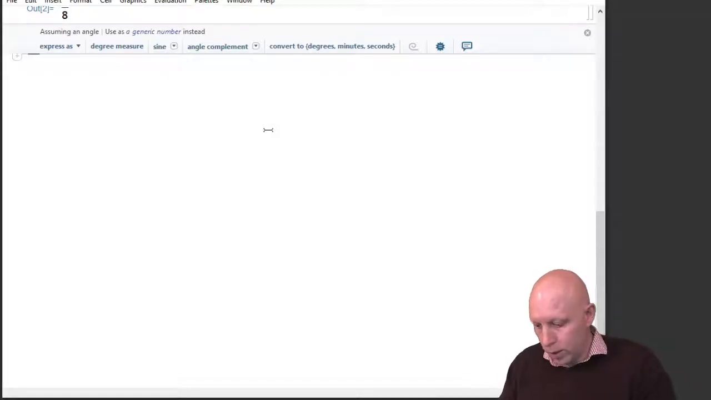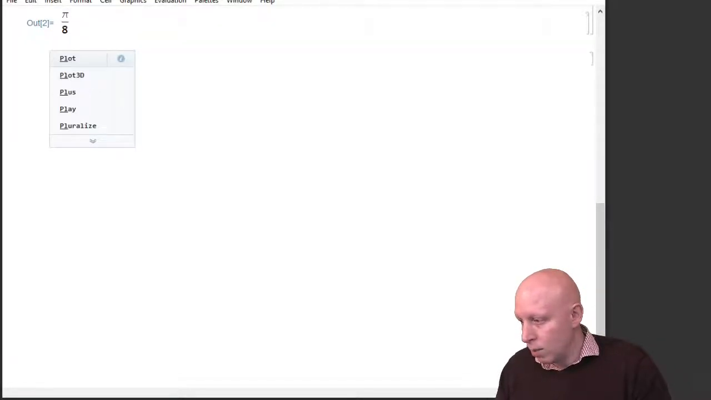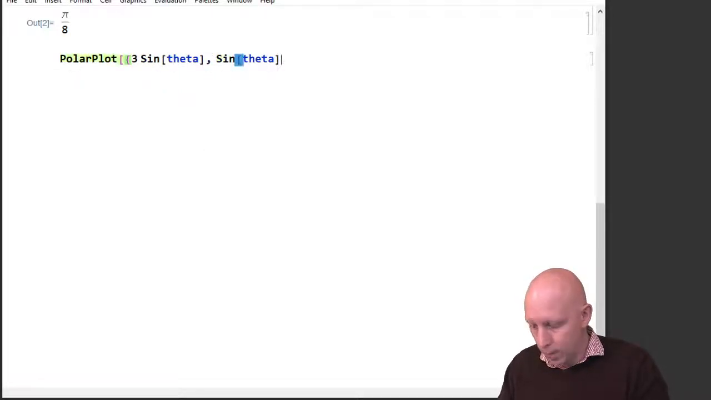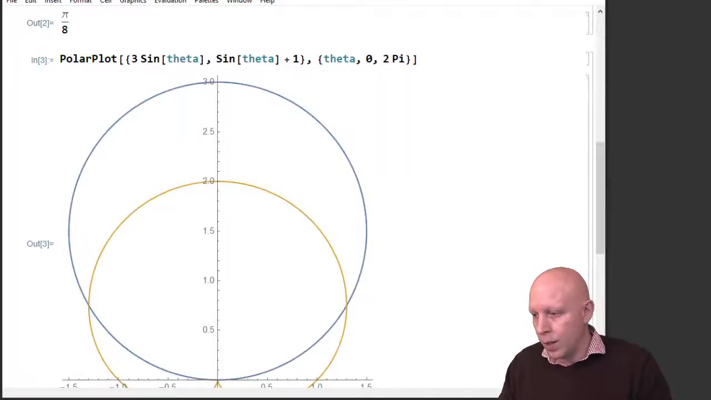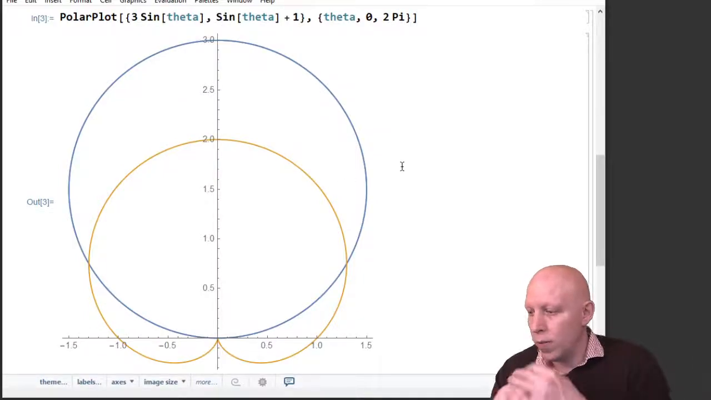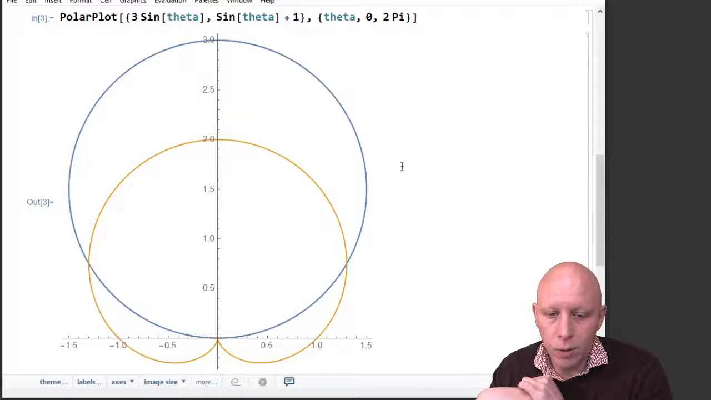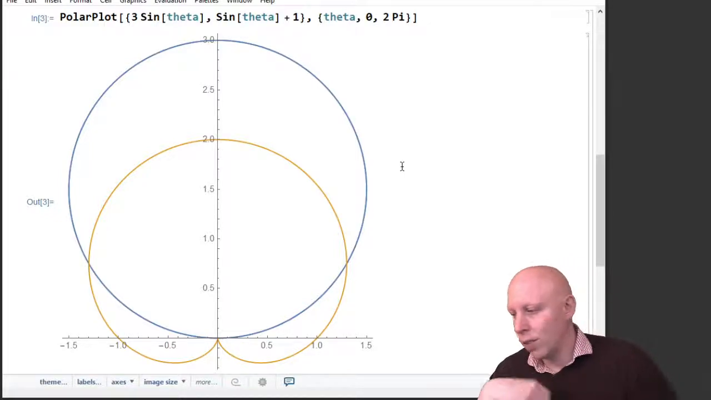So we are going to use a polar plot again. Polar plot of two functions: 3 sine of theta and sine of theta plus 1. Where theta goes, again, let's do from 0 to 2 pi. All right, so one of these is 3 sine of theta, and one of them is sine of theta plus 1. So there's one of these that we've definitely run into before, and you should have some inkling of.